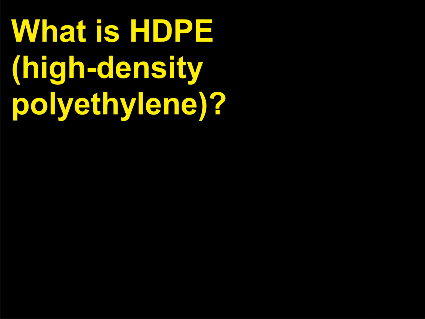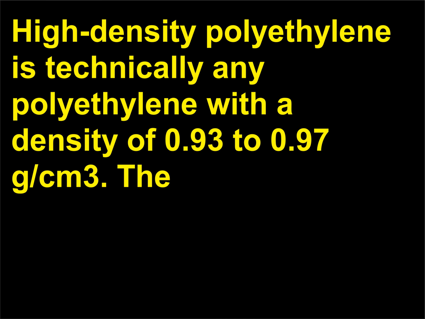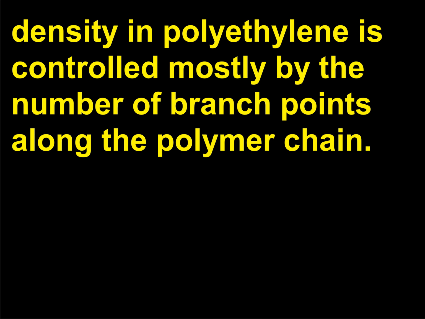What is HDPE, high-density polyethylene? High-density polyethylene is technically any polyethylene with a density of 0.93 to 0.97 g/cm3. The density in polyethylene is controlled mostly by the number of branch points along the polymer chain.